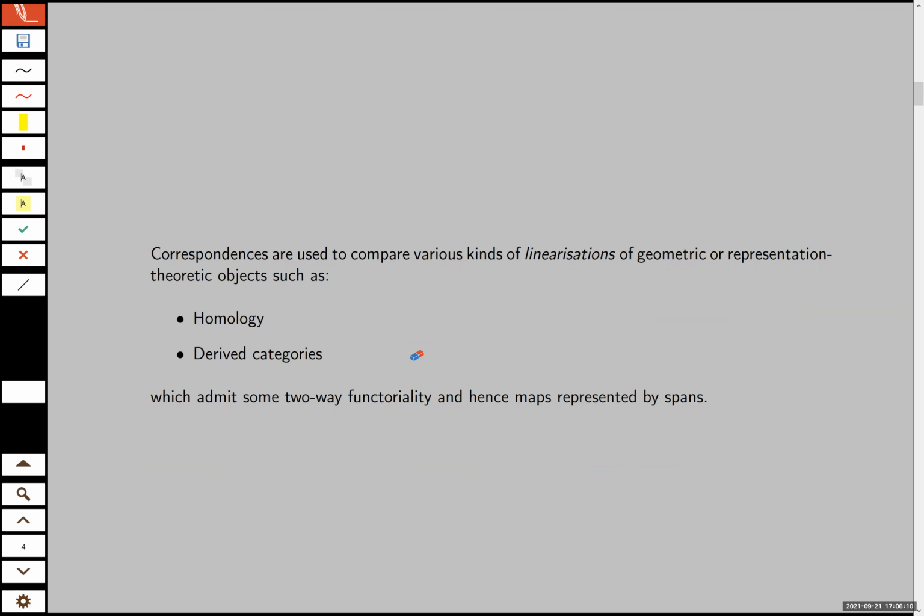I expect everybody's seen such things being used before. They're usually used to compare what I'm going to call linearizations of geometric or representation theoretic objects. So to manifolds or varieties, we look at the cohomology, which is a kind of linearization, or categorifying, we consider something like the derived categories.